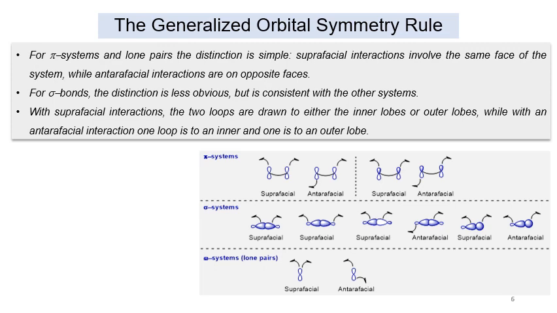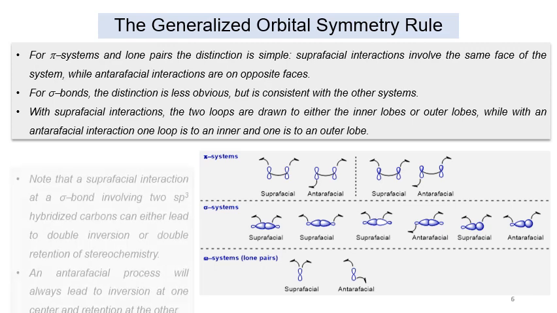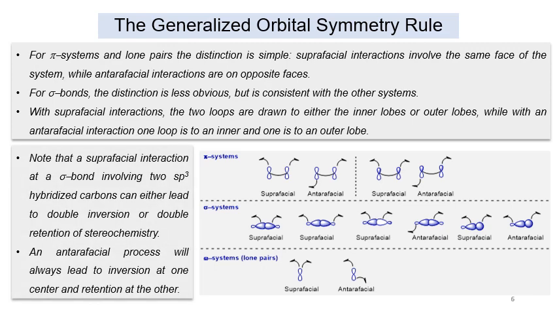For sigma bonds, it is a little difficult and not that obvious, but it is the same as other systems. With the suprafacial interactions, the loops are drawn to either the inner lobes or the outer lobes, while with the antarafacial interaction, one loop will be to an inner lobe, whereas the other loop will be to an outer lobe, as you can see in this particular figure.